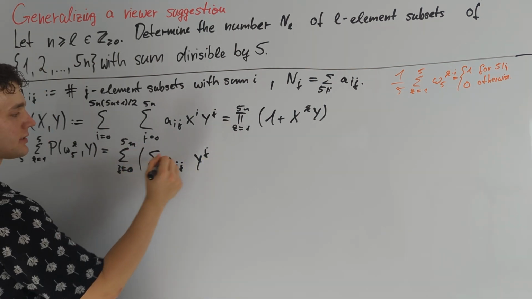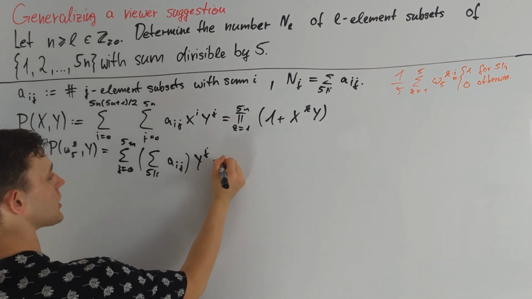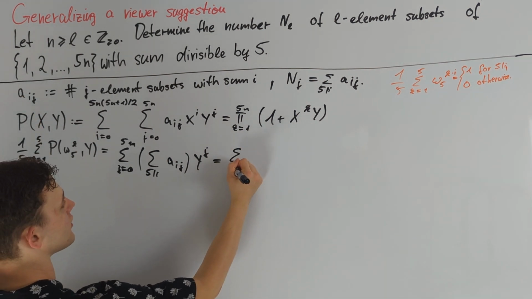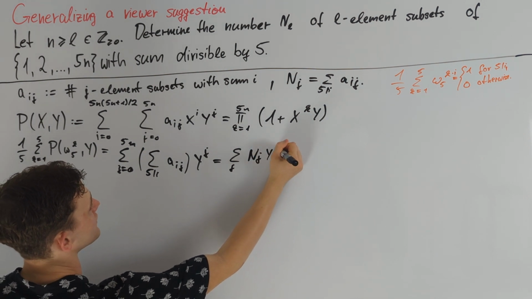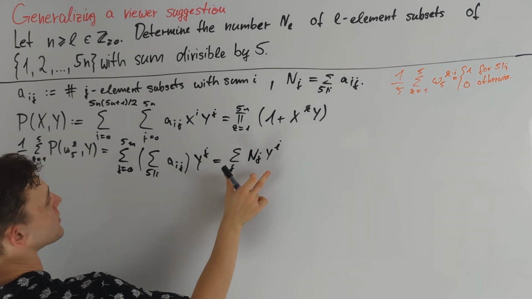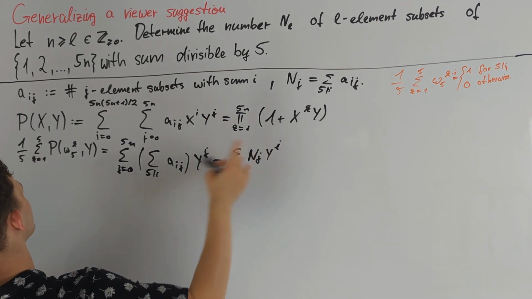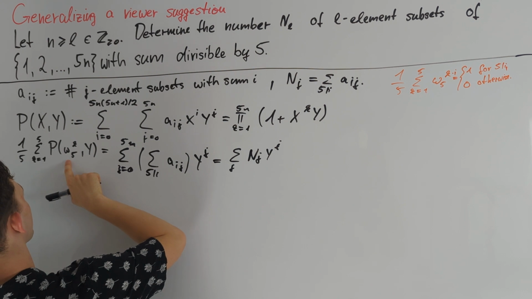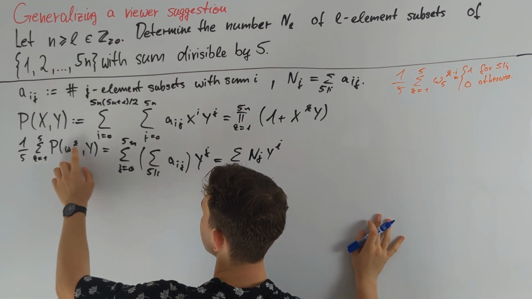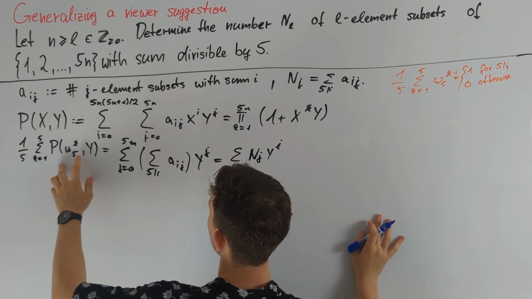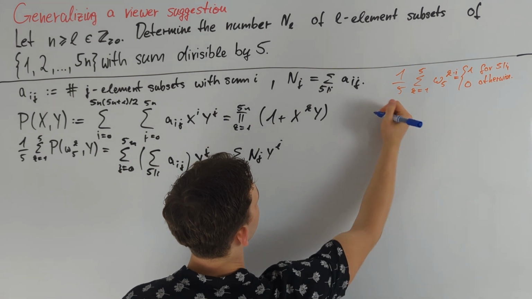Notice that this term right here is exactly equal to n_j, so what we obtain here is the sum over all j of n_j times y to the power of j. Now we want to evaluate this polynomial to get our n_j's, so what is left to do for us is to evaluate p of ω_5^k, y. If we plug this in for k equal to 5, we just get p of 1 comma y, and this should be really easy to evaluate using this product formula.